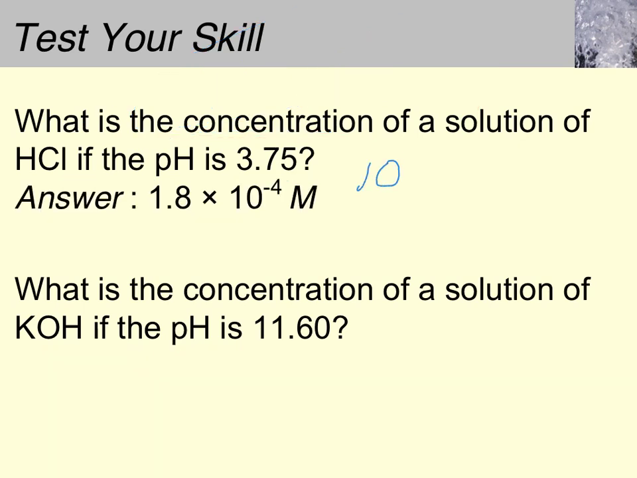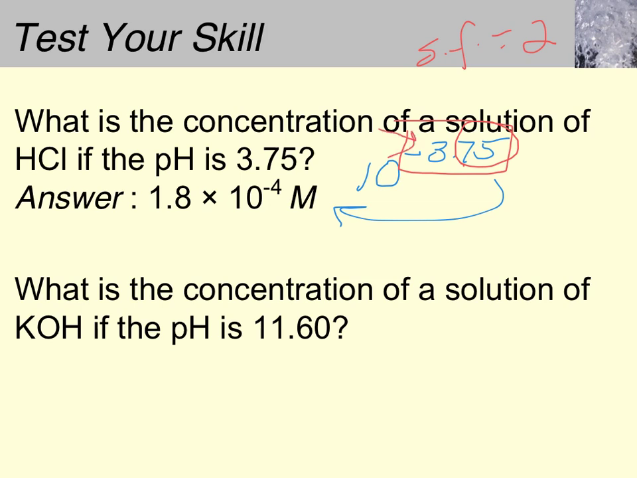Well, 10 raised to the minus 3.75 equals 1.8 times 10 to the minus 4. I'm going to bring back that idea of sig figs again because I want to make sure you understand it. It's going to pop up in one of your labs pretty quickly. So this pH value, how many sig figs does it have? If you remember what I said a couple slides ago, it has 2 sig figs because you only count digits to the right of the decimal. Any number to the left of the decimal simply represents the order of magnitude or the exponent of the concentration.